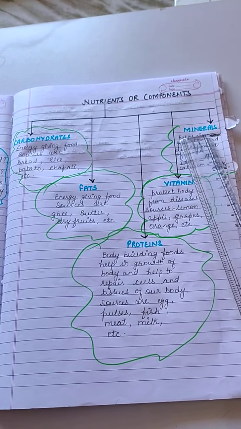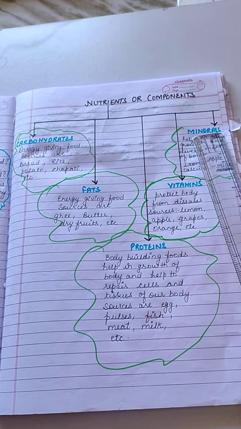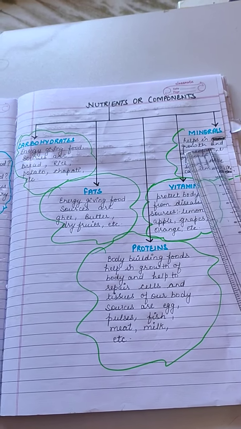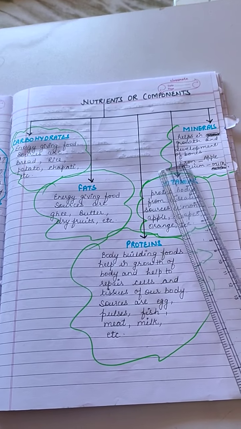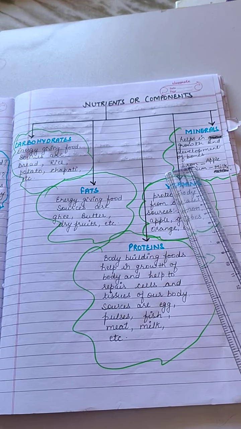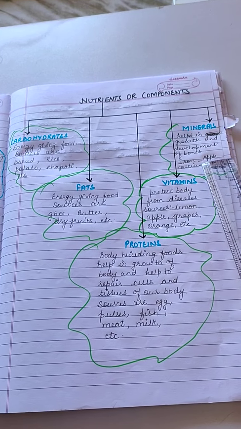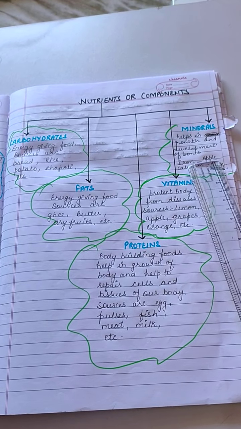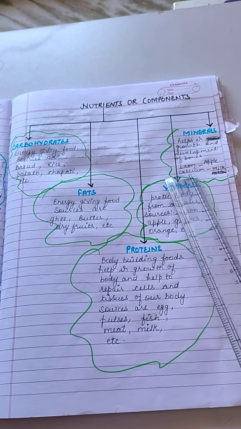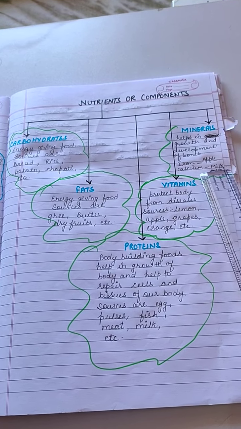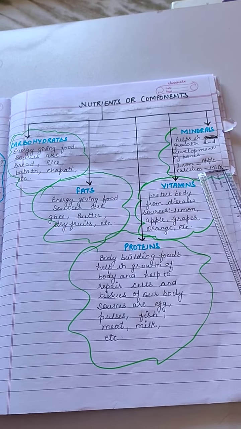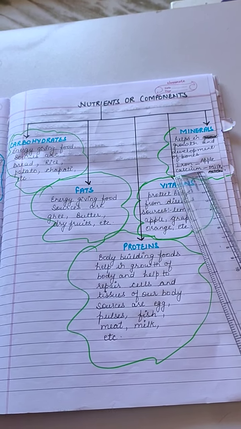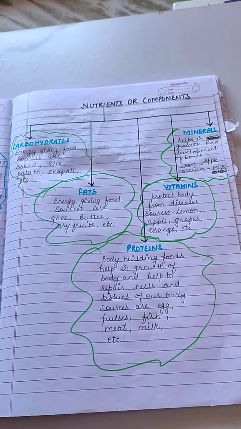Next component is minerals. Minerals are also of various kinds and they help in growth and development of bones. Different minerals have different functions. For example, iron. The source of iron is apple, and the deficiency disease caused due to the deficiency of iron in our body is anemia. Similarly, the source of calcium is milk, and due to the deficiency of calcium, many diseases occur in our body such as weak bones, tooth decay, etc.